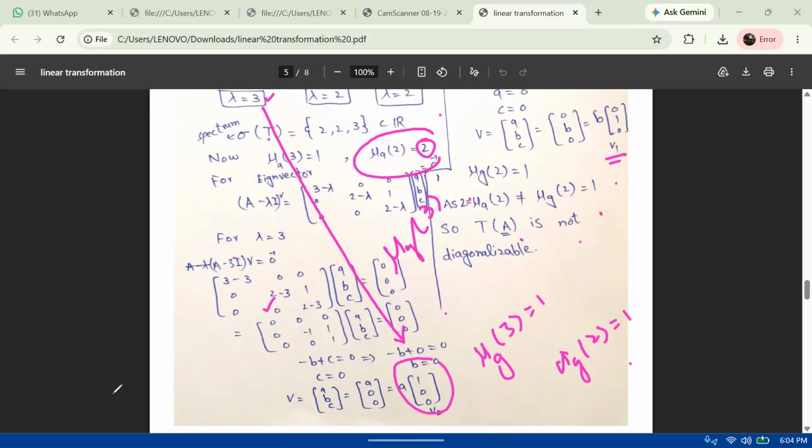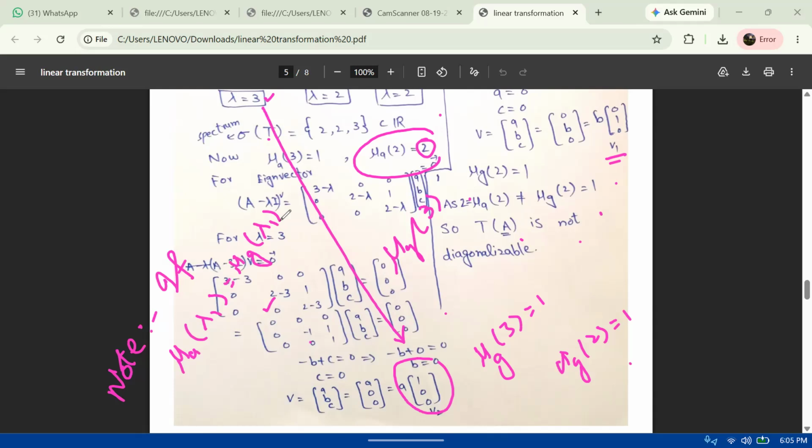Note, here is the note. If the algebraic multiplicity of any particular lambda equals the geometric multiplicity of that lambda for all lambdas, which means that if the algebraic multiplicity of a particular lambda equals the geometric multiplicity of that same eigenvalue, and this condition holds for every lambda, you can say that your matrix is diagonalizable.